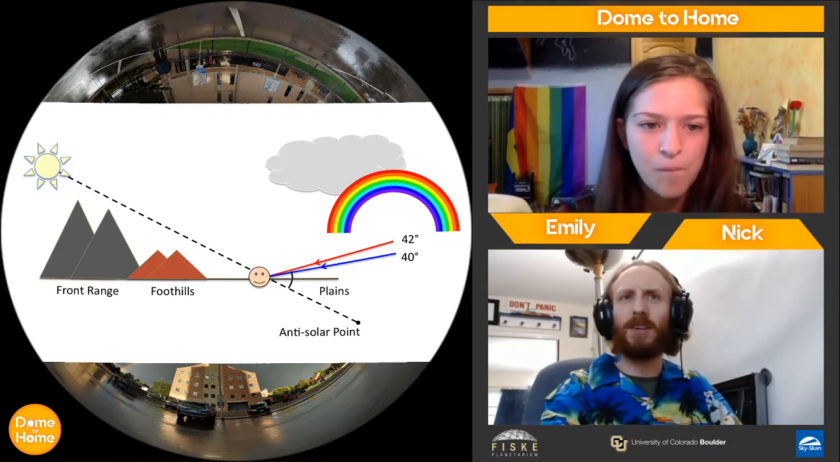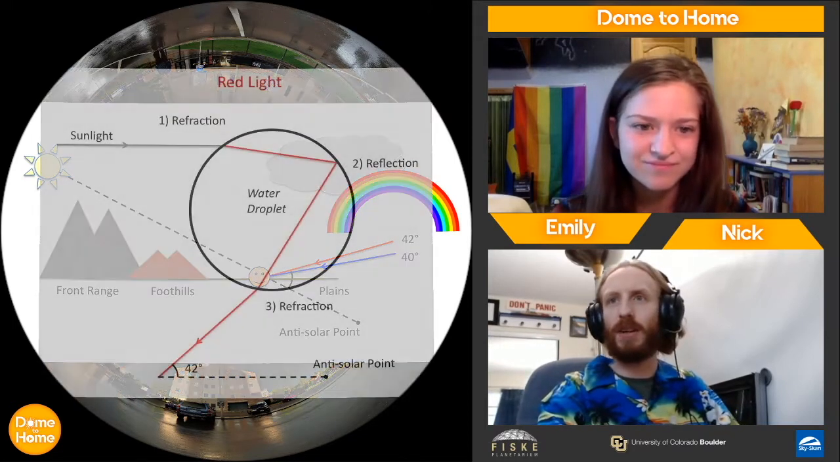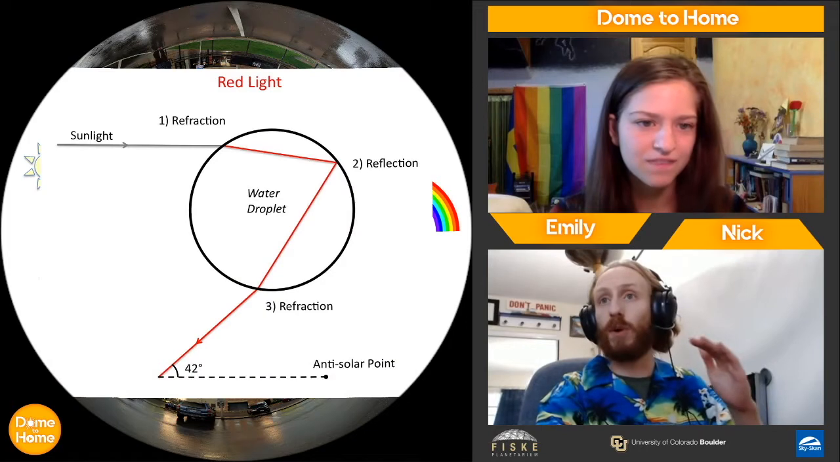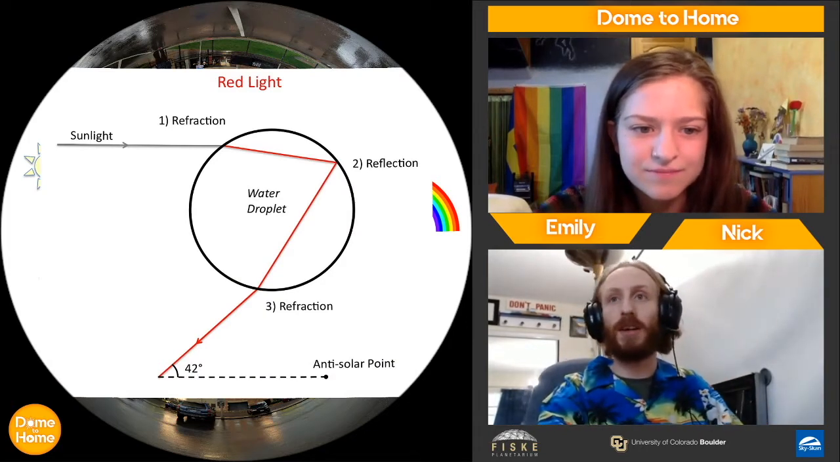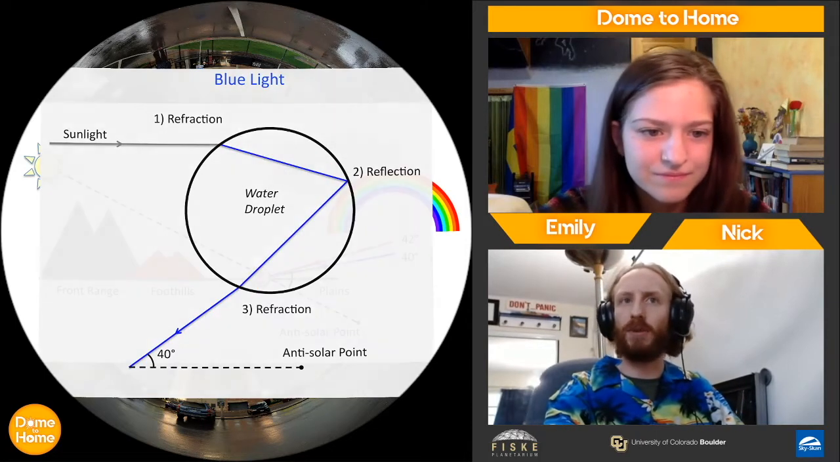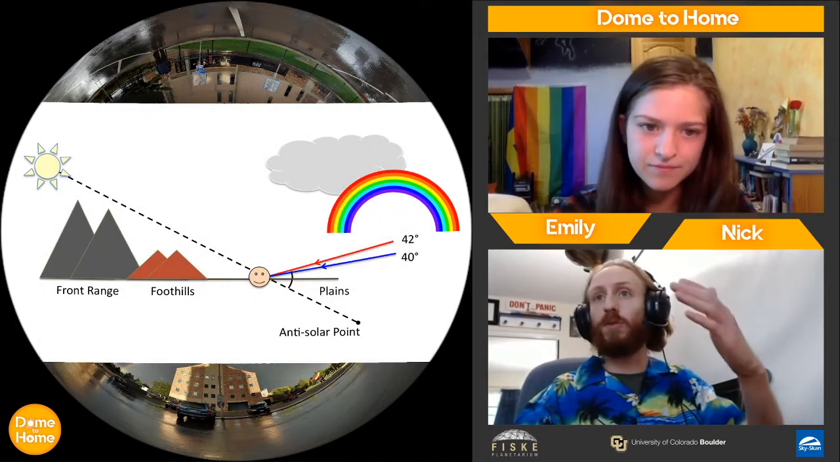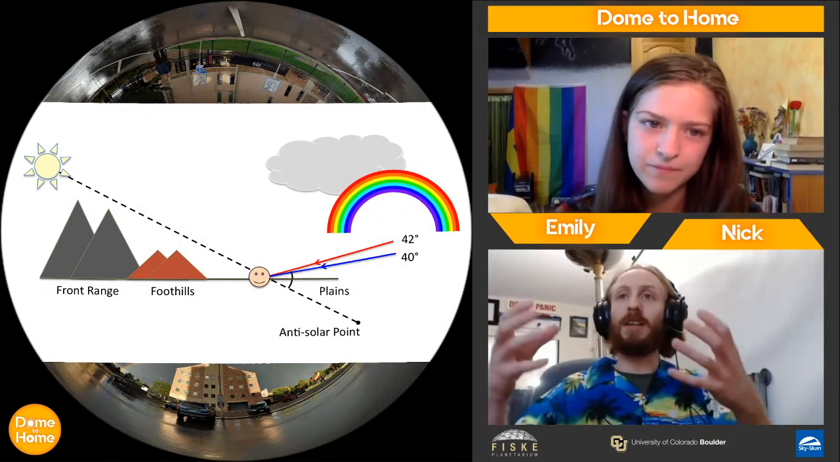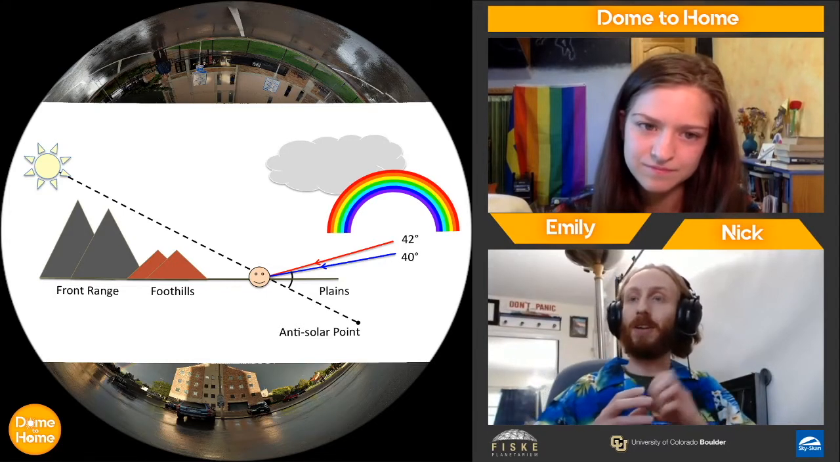Yeah, so in this case, you might remember from the previous pictures, which I'll bring back very quickly, that the light goes through the water droplet and bounces off the back of the water droplet and comes back toward us, but at an angle, a 42-degree angle, or a 40-degree angle in the case of blue light. And so when the sunlight goes all the way through the water droplets of the clouds and then reflects back to us, it's not reflecting perfectly back at us, it's reflecting at this angle.